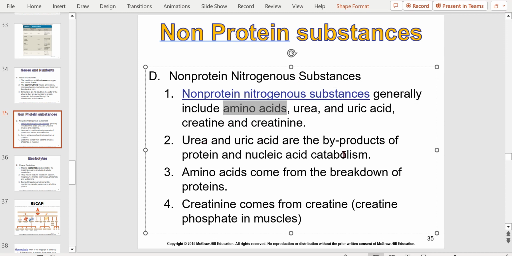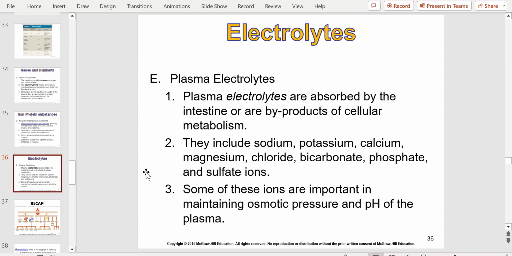Urea and uric acid are both the byproducts of protein and nucleic acid catabolization. Amino acids come from the breakdown of proteins, as we know. Creatinine comes from creatine, creatine phosphate in muscles.